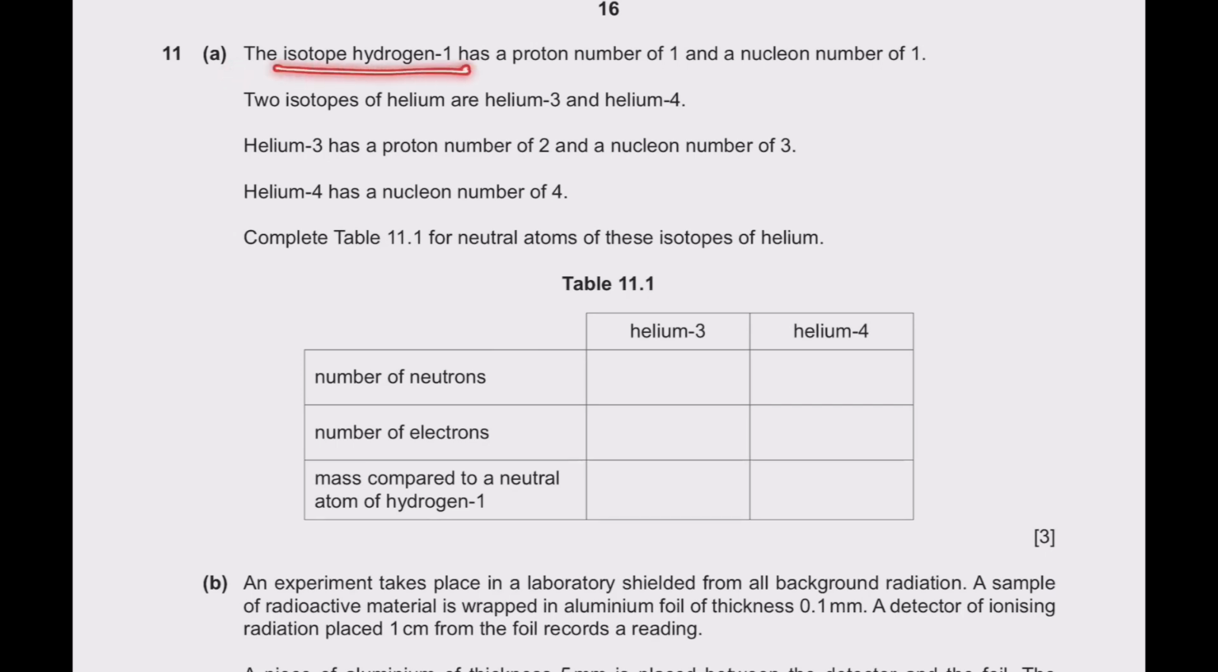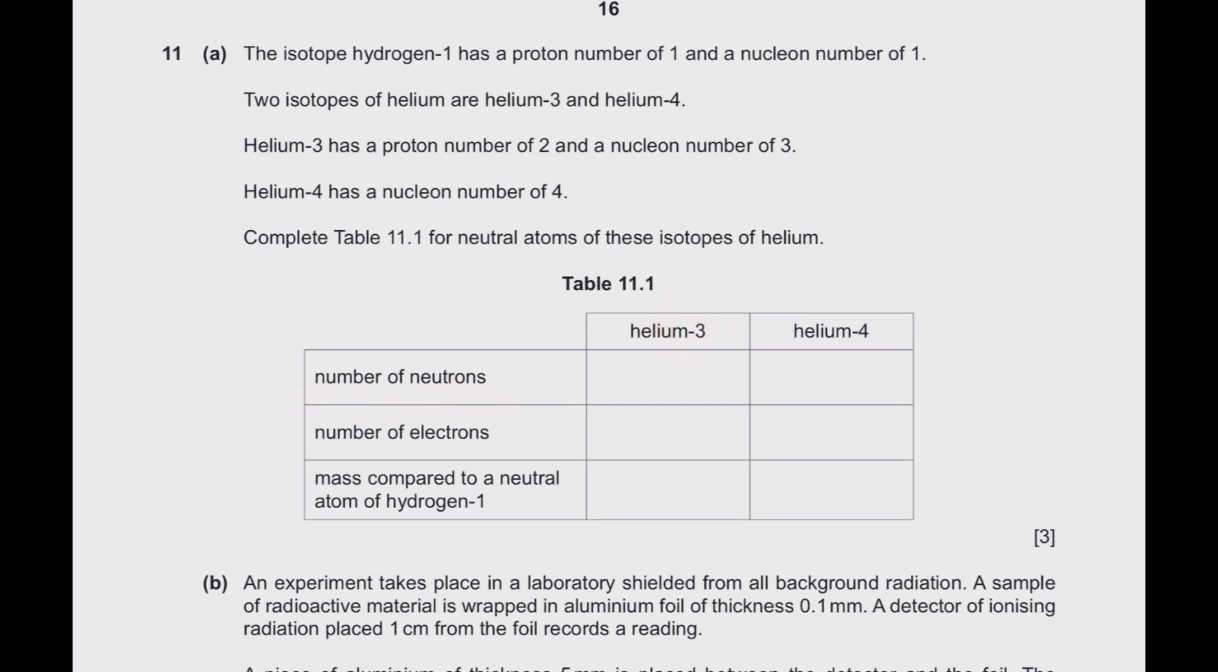Isotope hydrogen 1 has proton 1. We know the nucleon number is 1. Two isotopes of helium, 3 and 4. Helium 3 has proton 2 and nucleon number 3. Helium 4 has nucleon number 4. So complete the neutral atoms of these isotopes of helium. Number of neutrons in helium 3.